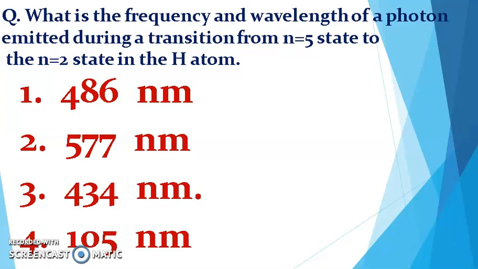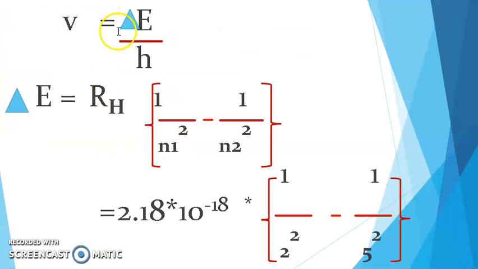So what you have to do, you know the equation: nu is equal to del E divided by h. What is nu? Nu is the frequency. So frequency is equal to del E divided by h, where h is the Planck constant. And what is del E? It is the difference in the energies of the two orbits.